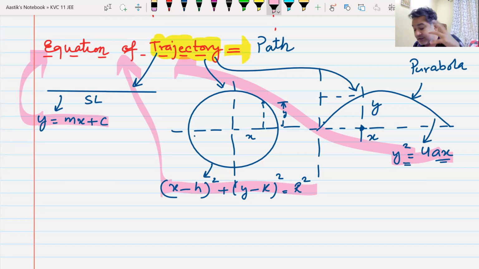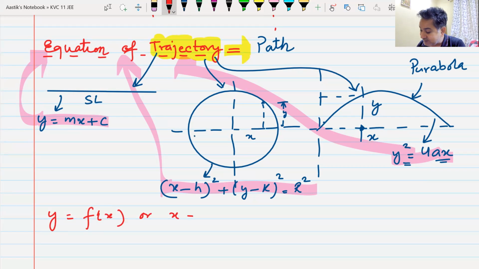Now, whenever we see an equation of trajectory, what is the one thing that we see? We see either y or x as a function of the other. So either I see y as a function of x or I see x as a function of y, because if I know y as a function of x or x as a function of y, I can plot their graphs. When I plot their graphs, I get the figure they are making, I get which equation they are following, and I get their equation of trajectory.